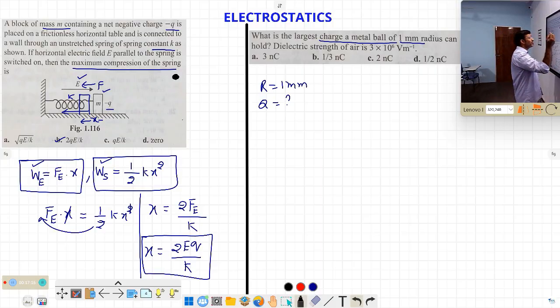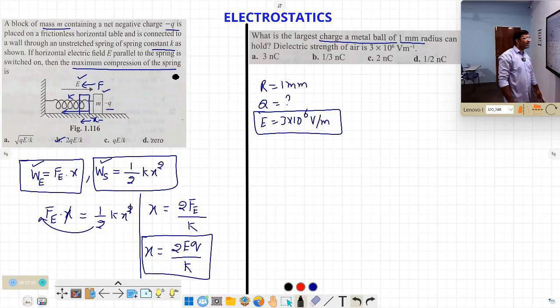The dielectric strength of air is given. Dielectric strength means it is given in terms of electric field strength. That value is how much? The electric field strength is equal to 3 into 10 power 6 volt per meter. Dielectric strength is also given as the electric field. So to calculate this, first, what is the formula for the electric field intensity due to a sphere?